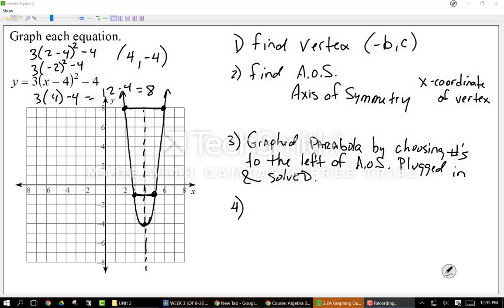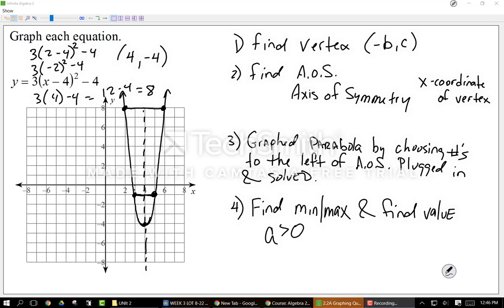Now the fourth thing that I have to do is find, is it a min or a max, and then find the value of the min or max, okay? So how do we do that? Well, when A is greater than 0, we have a minimum. Why? If I look at the graph here, A is greater than 0 because the 3 is greater than 0. So the vertex right here is at the smallest point it could ever be at. So that is why this particular one is going to be a min.